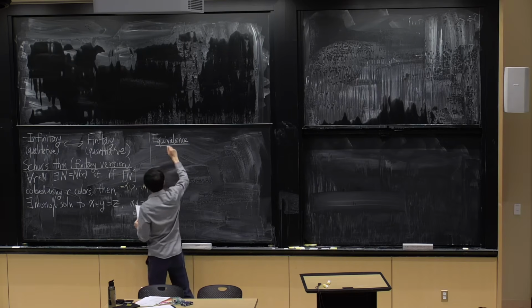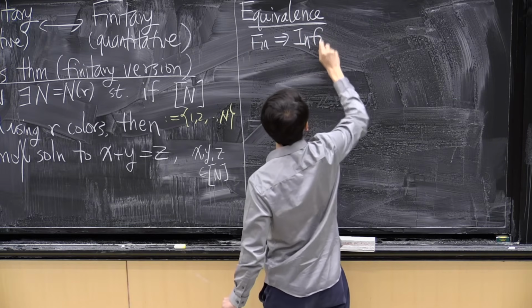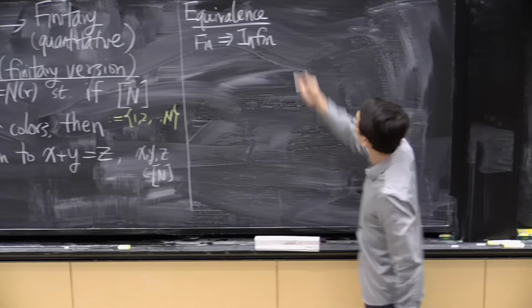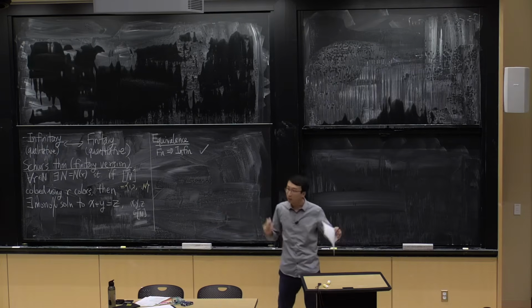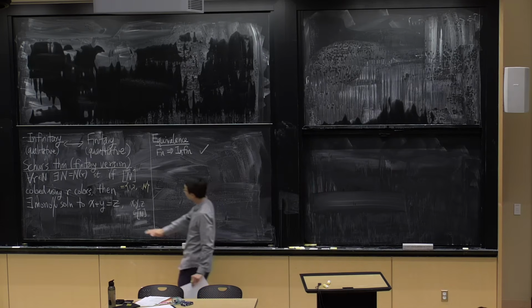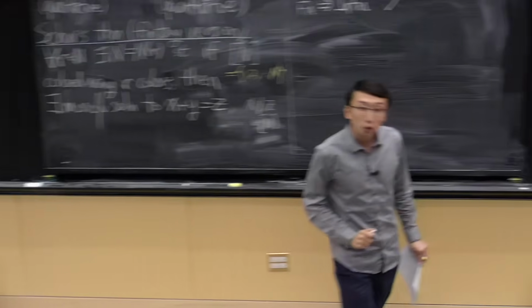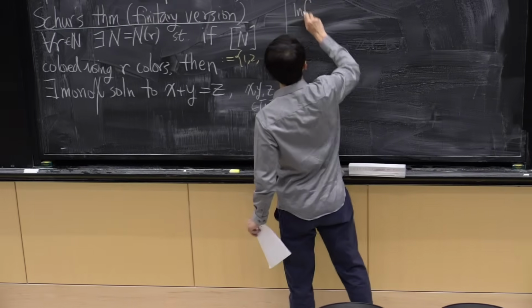The fact that the finitary version implies the infinitary version claim should be fairly obvious. Right? So once you know the finitary version, if you give me a coloring of the positive integers, I just have to look far enough up to this n, and I get the conclusion I want.